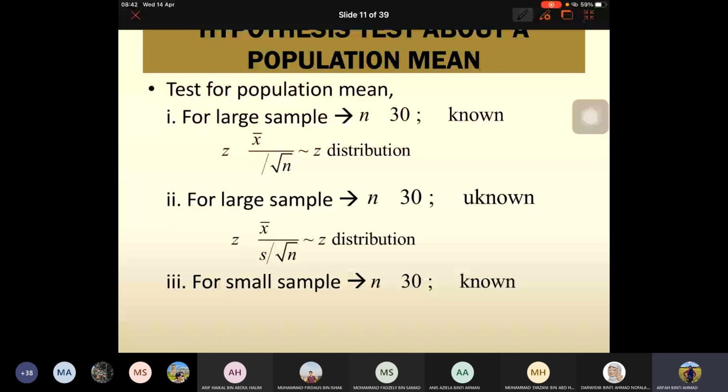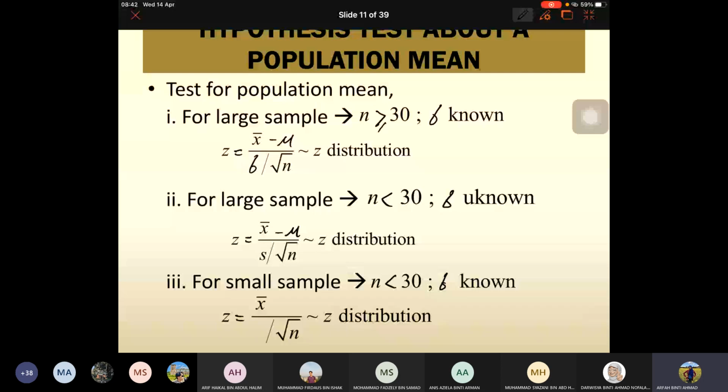Okay. Large sample and greater than 30 and sigma is known. Kita dah tahu dia akan follow normal distribution. Z akan sama dengan test statistik awak, Z akan sama dengan X bar minus mu divide by sigma over root N. Okay. Atau large sample N is greater than 30 and sigma is unknown, it will still follow a normal distribution with your test statistic Z equal to X bar minus mu over S over root of N. And for small sample N less than 30 and sigma is known, it will still follow the standard normal distribution.